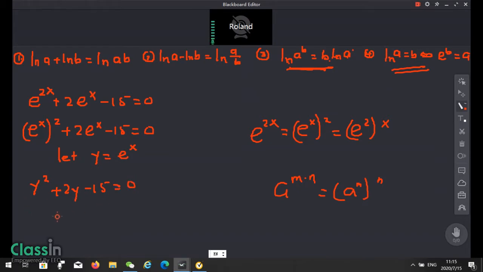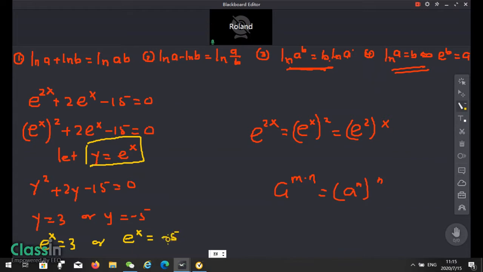This is a quadratic equation which we can easily solve. If you do not know how to solve quadratic equations, please check my videos on quadratic equations. So in this case, we have y equals 3 or y equals negative 5. But we know that y is actually e to the power x. So e to the power x equals 3 or e to the power x equals negative 5. But e is the base of the natural log, which is about 2.718 and so on, so e to the power x can never be negative. So e to the power x cannot be negative 5. The only solution we have here is when e to the power x equals 3.